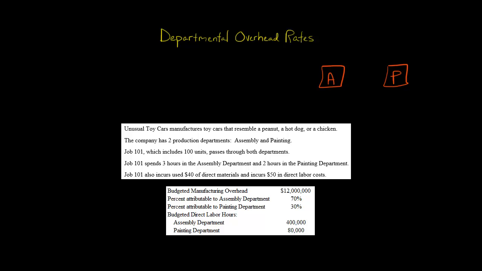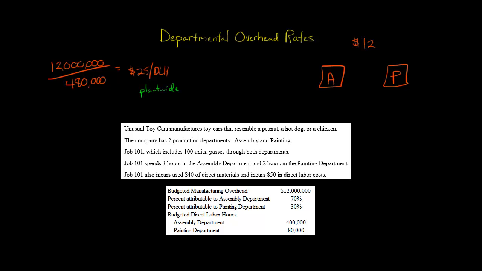Now, one way of allocating the overhead is to take the overhead for the entire company, which in this case is budgeted to be $12 million. We could spread that $12 million over an activity base that is combined for all the departments together. Let's say our activity base is direct labor hours. We've got 400,000 hours in the assembly department and 80,000 in the painting department. So we take $12 million, divide it by 480,000 direct labor hours, and that gives us a rate of $25 a direct labor hour. That would be a single plant-wide overhead rate.